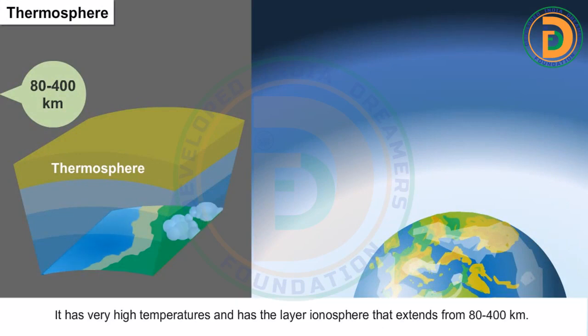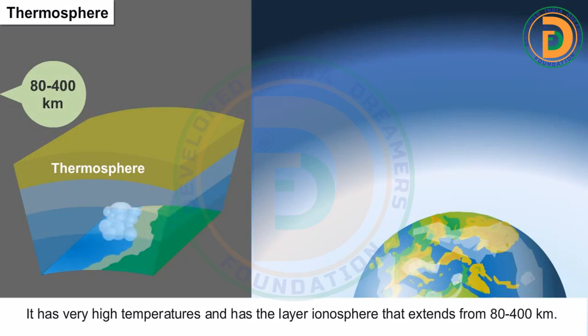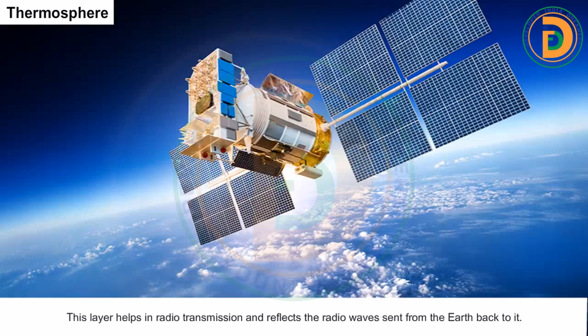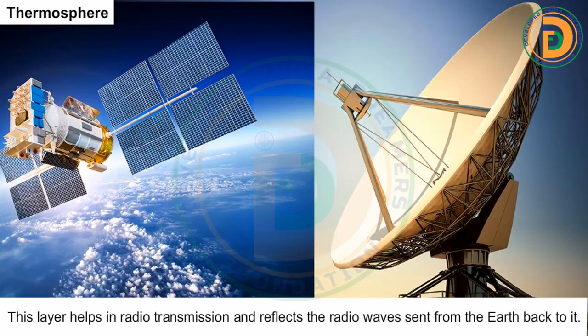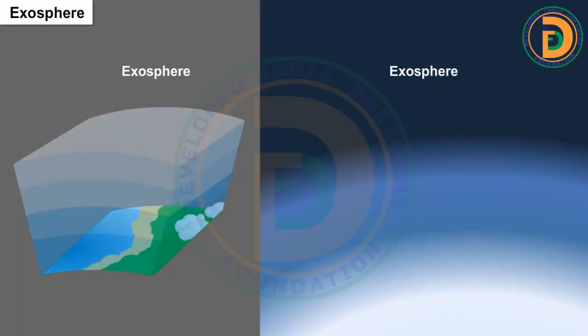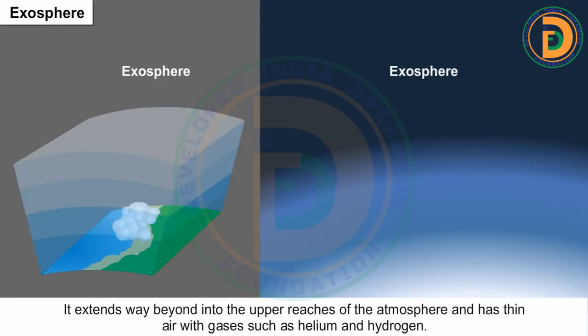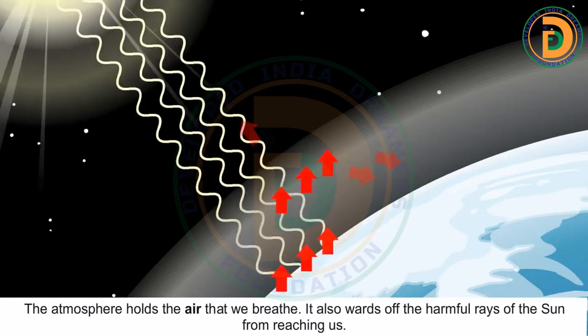Thermosphere. It has very high temperatures and has the layer ionosphere that extends from 80 to 400 km. This layer helps in radio transmission and reflects the radio waves sent from the Earth back to it. Exosphere. It extends way beyond into the upper reaches of the atmosphere and has thin air with gases such as helium and hydrogen.